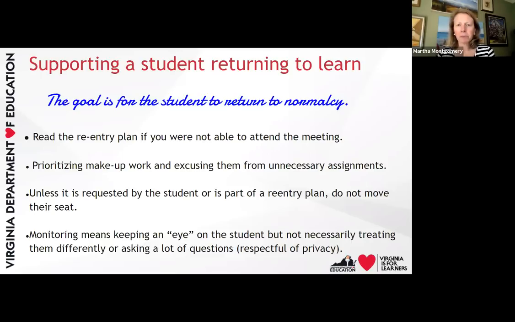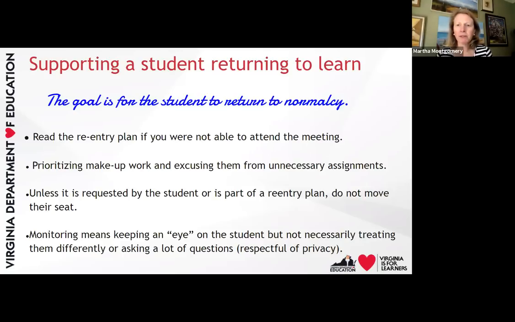And again, we really want to prioritize really important makeup work, but then also excuse them from unnecessary assignments. As Sarah had mentioned, the student is really dealing with a lot, and they often feel that they're somewhat behind the eight ball. So they're coming back into a place of not feeling great. And then to have this added stressor of all this additional work on top can be overwhelming. So just be really mindful of that.